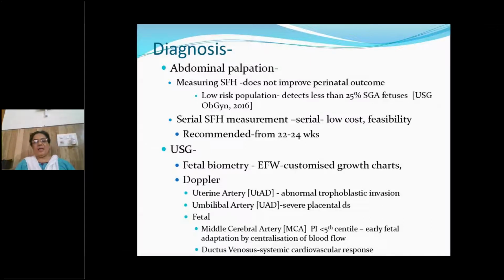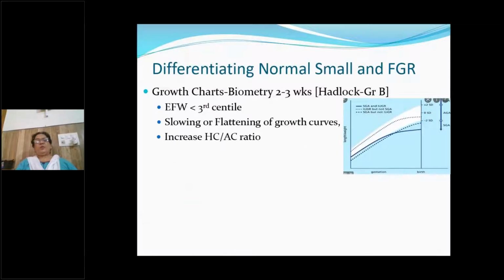We will further see how we use this Doppler in clinical practice. So now coming to differentiating normal small and fetal growth restricted babies. One is the estimated fetal weight, as we discussed in the first slide. Any fetus below the third centile, our definition for growth restriction is fetal weight below the 10th centile. But closer to the 10th centile, it can be constitutional babies.